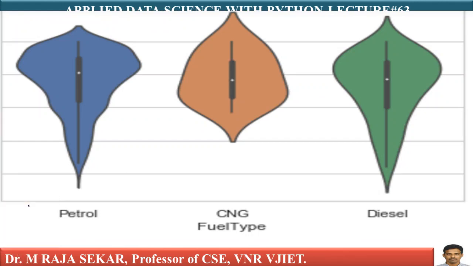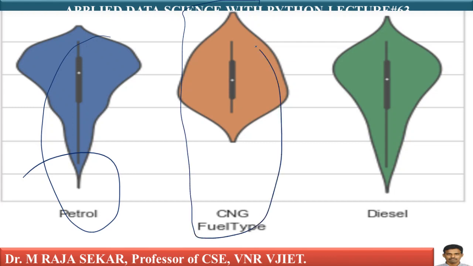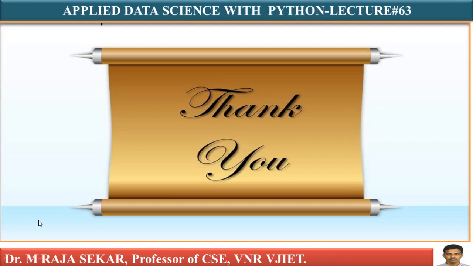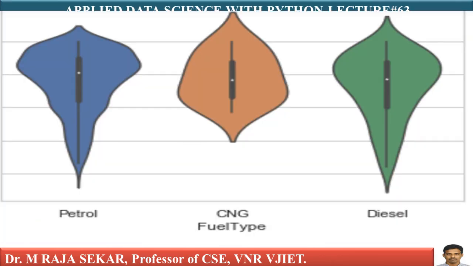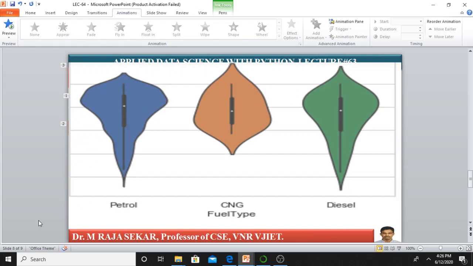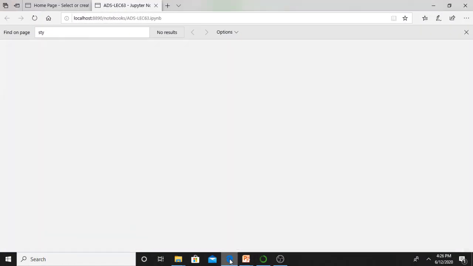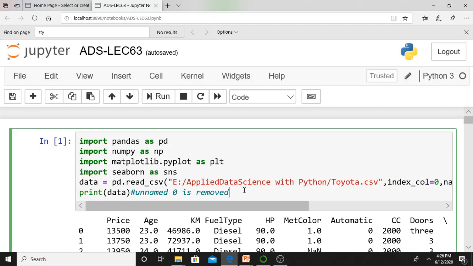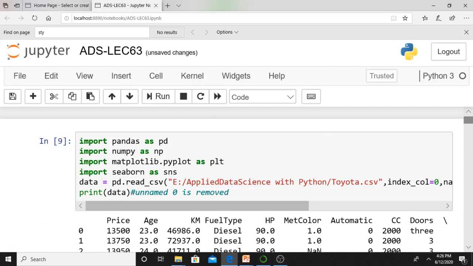My first violin is related to petrol. My second violin is related to CNG. My third violin is related to diesel. I am just specifying the order, isn't it? Anyway, we will try to understand these things with our Jupyter notebook. We will go and discuss just this. I already executed this.